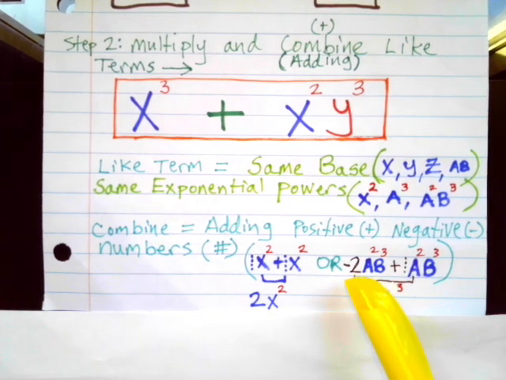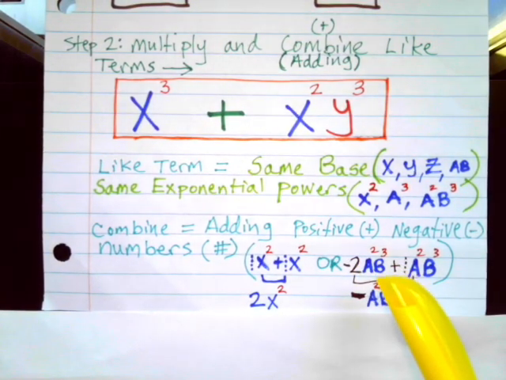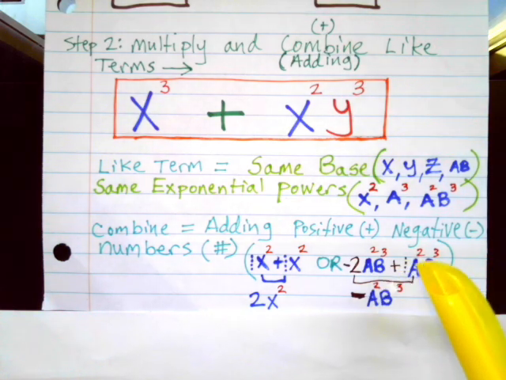Or let's take a look here. Here's another example of base AB. A is to the exponential power of 2. B is to the exponential power of 3. Both of these a's are to the power of 2. Both of the b's are to the power of 3. A squared B cubed and A squared B cubed are like terms.